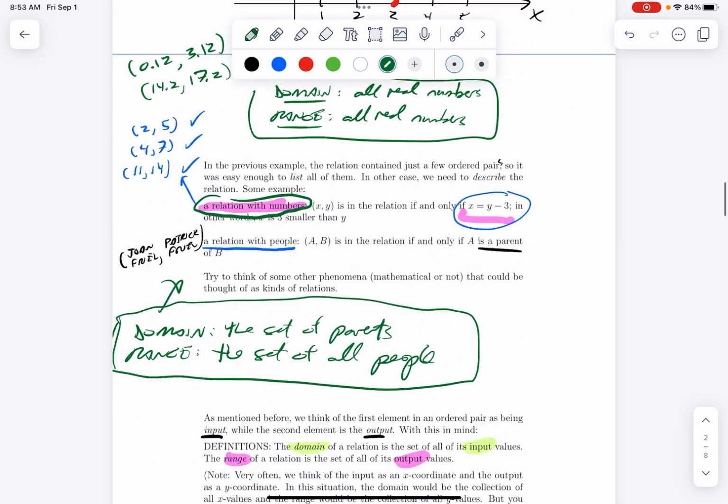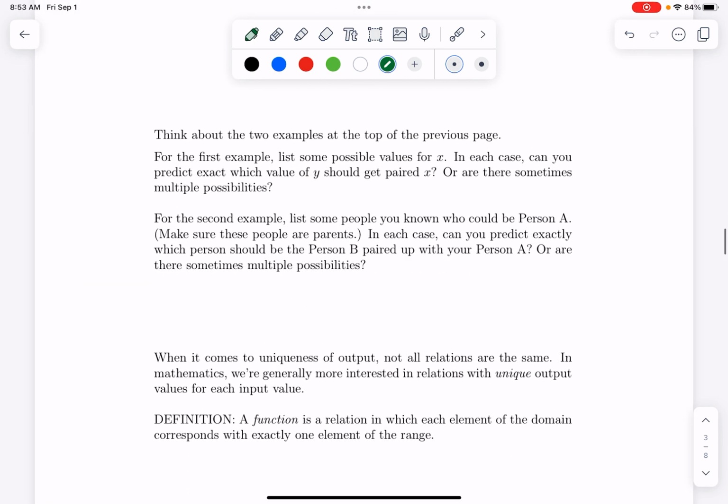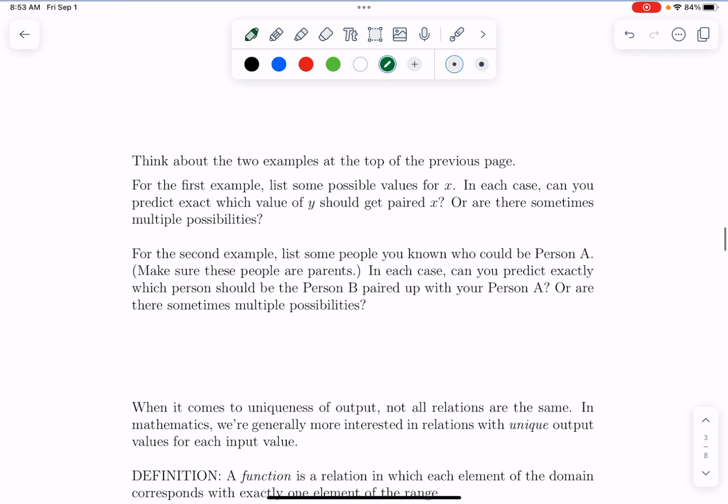Okay, now we're going to continue just thinking about how ranges work a little bit. So, those two examples we had on the previous page. For the first one, and again, this first one basically said x, y is in there if x equals y minus 3. I want you to experiment with just picking some values of x. And in each case, I want to ask you, can you tell me with confidence exactly what y should be?